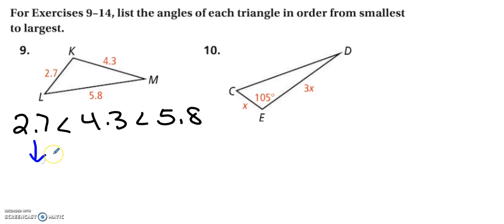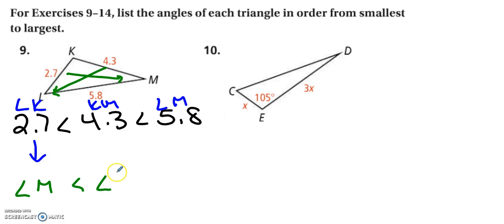Now, one thing you should notice is that 2.7 is LK, 4.3 is KM, and 5.8 is LM. So the smallest angle is going to be opposite 2.7, which is angle M. So angle M is going to be less than angle L, which is opposite 4.3, which is going to be less than angle K, which is opposite 5.8. Angle M is less than angle L, which is less than angle K.